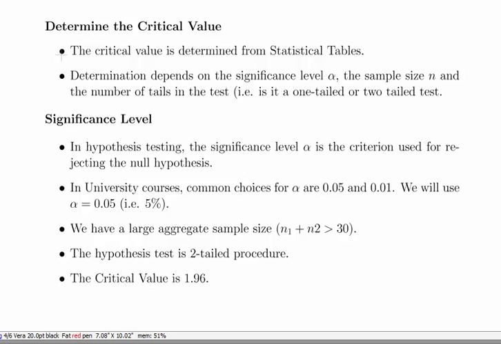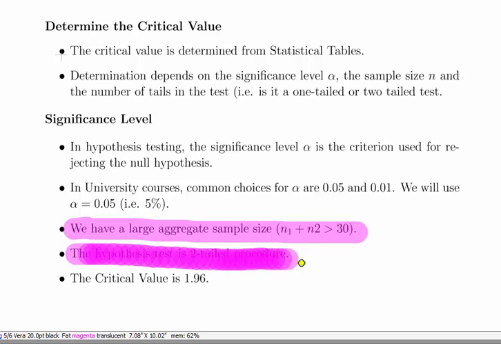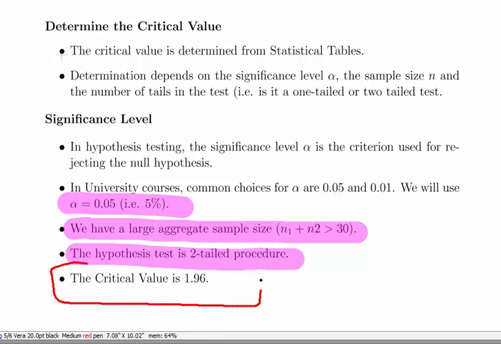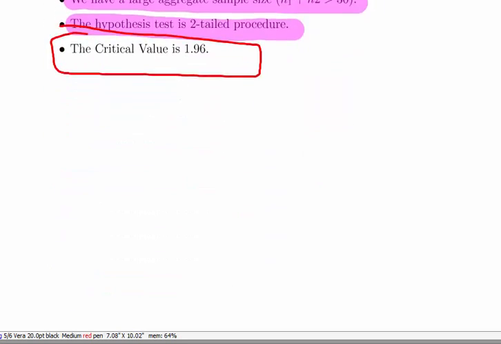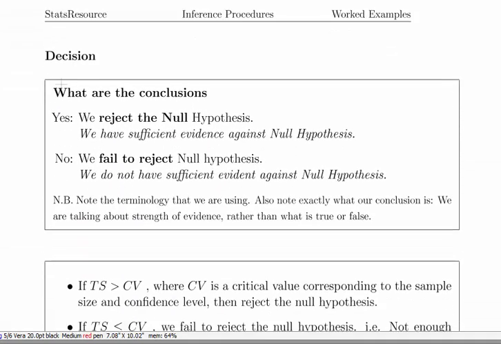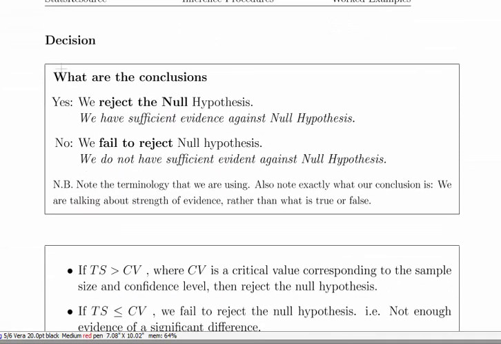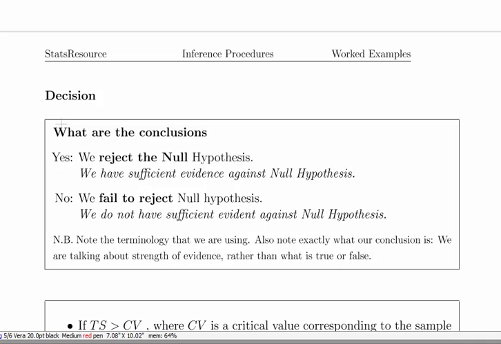Now, so moving on, we'll talk about the critical value. I'm not going to spend too much time on critical values. Just suffice to say that we have a large aggregate sample size, that it's a two-tail procedure, we have a significance level of 5%. So hopefully at this stage you'll be familiar with that enough to realize very quickly that the critical value there is 1.96. 1.96 is like a threshold that the test must cross in terms of strength of evidence, where the test statistic is a measure of that strength.